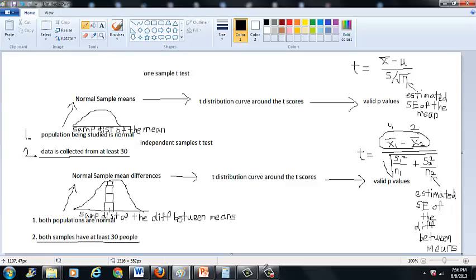So in both t-tests, the bottom of the fraction is an estimated standard error. It's just that this one up here has a slightly different name than this one down here. And this one is estimating the amount of spread in this curve for the one sample t-test. And this estimated standard error down here is estimating the amount of spread in this curve of the sample mean differences.